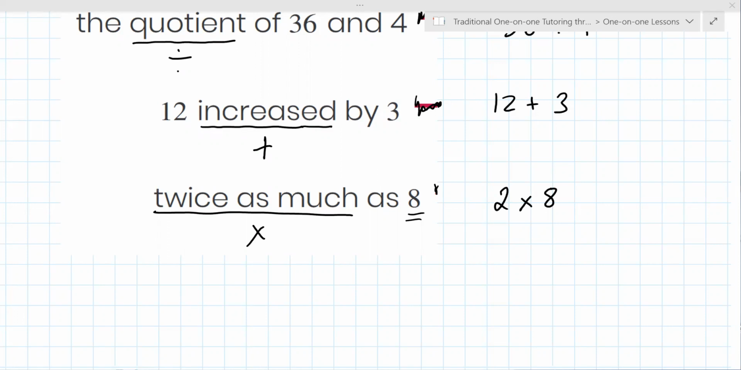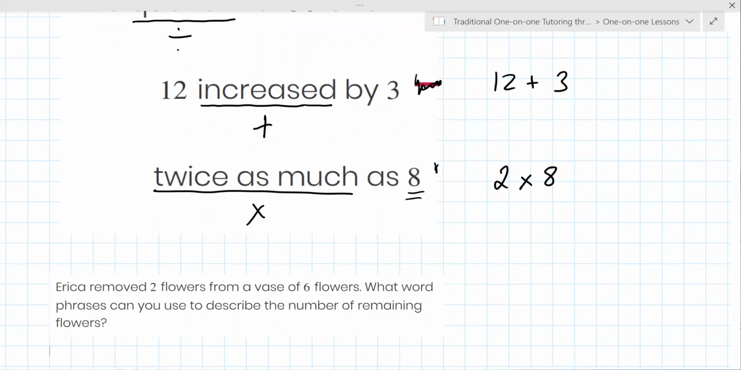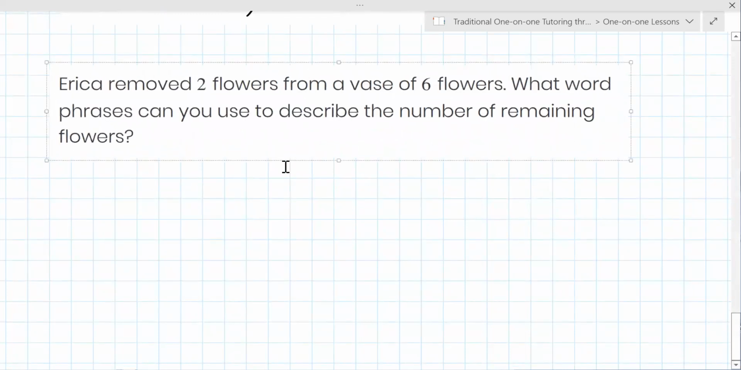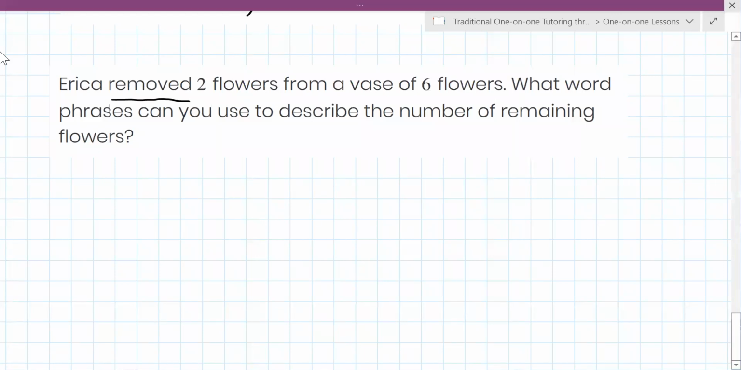Okay, so let's see what math operation might be in this phrase. So here's a phrase. It says Erica removed, and that's the word we're looking for, removed 2 flowers from a vase of 6 flowers. What word phrases can you use to describe the number of remaining flowers?